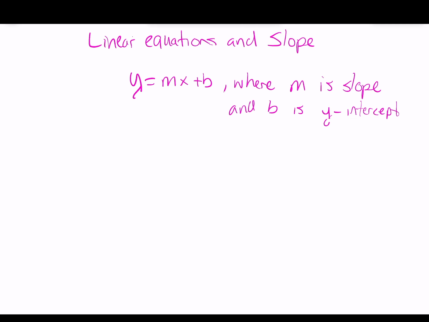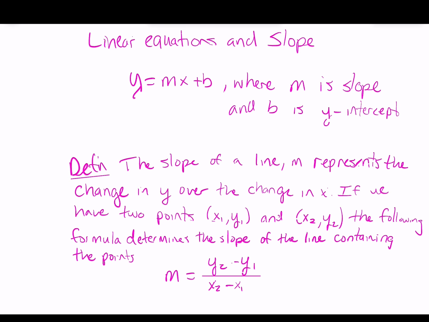So the first thing that we start with is the definition of slope of a line. The slope of a line, m, represents the change in y over the change in x, oftentimes called the rise over the run. If we have 2 points, x1, y1, and x2, y2, the following formula determines the slope of the line containing those 2 points. The slope, m, is equal to the difference in the y's, y2 minus y1, over the difference in the x's, x2 minus x1. Let's try an example where we take 2 points and find the slope of the line that goes through those 2 points.